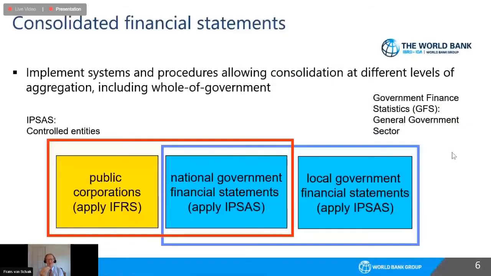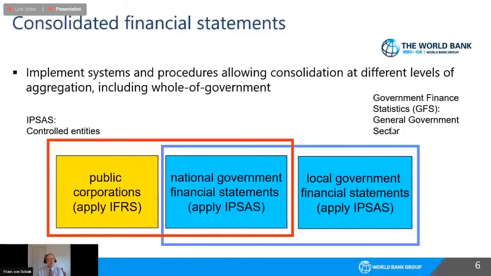Many government financial statements are still financial statements of the central government only, the one that we see here in the middle, the national government financial statements. But to have a more comprehensive view of public finances, we need not just the national government, but also the local governments included. That's what we call in GFS, government finance statistics, the general government sector, because there may also be liabilities, public debt in there. So you get a more complete view when you take the general government sector.